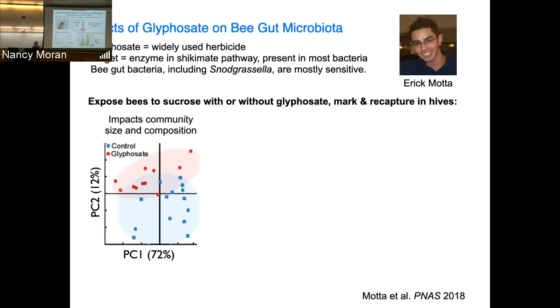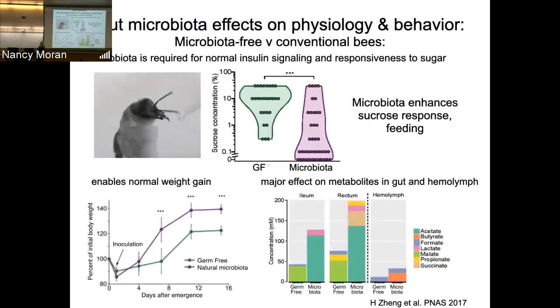And it turns out that the ones that are microbiota-free are much more eager to feed, and they will respond to lower amounts of sugar, whereas the germ-free ones or microbiota-free ones have a very hard time responding at all, and so they don't eat much, and therefore they don't gain weight as much, and they have a very different physiology. It also affects their insulin signaling, looking at gene expression of insulin genes.